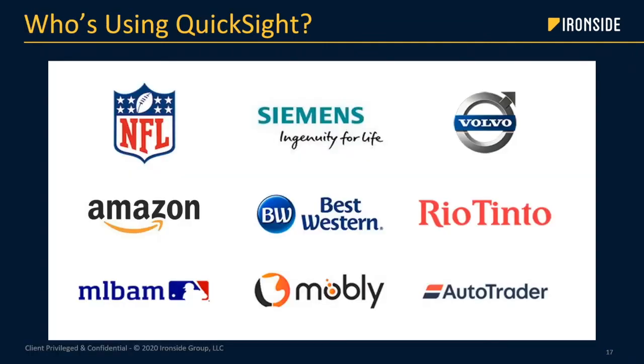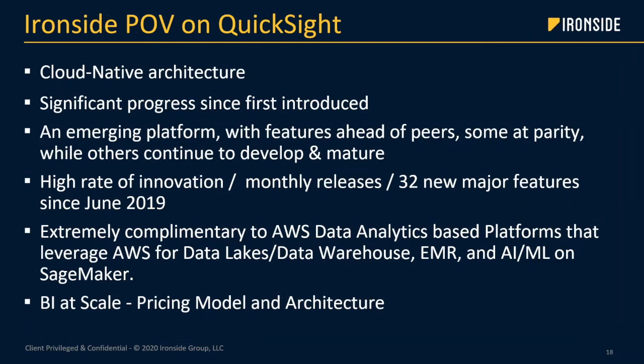Okay. So, who's using QuickSight? These are a couple of the different organizations that are leveraging QuickSight today. The NFL leverages it for next-gen stats, which typically you will see on every Sunday. There's some reference to next-gen stats. Amazon uses it internally for reporting, and Best Western has leveraged it to migrate from Cognos to QuickSight for reporting. All right, so let me turn it over to Chris for our point of view on QuickSight.